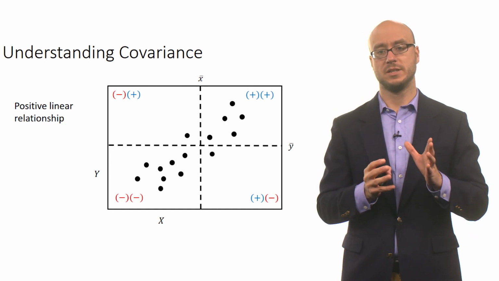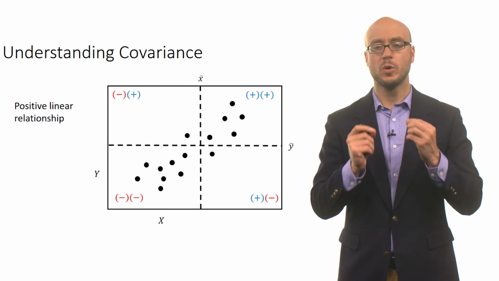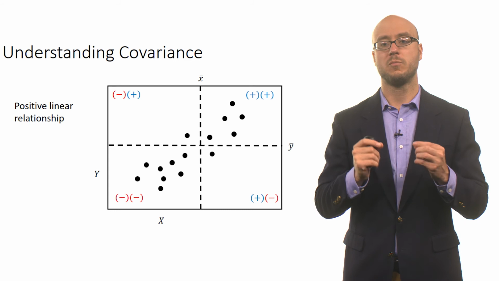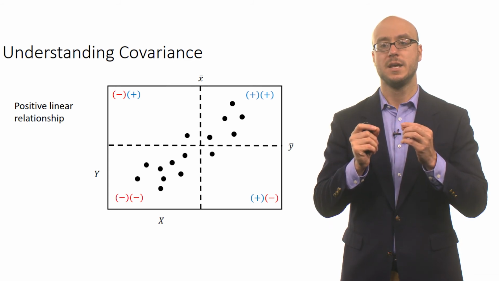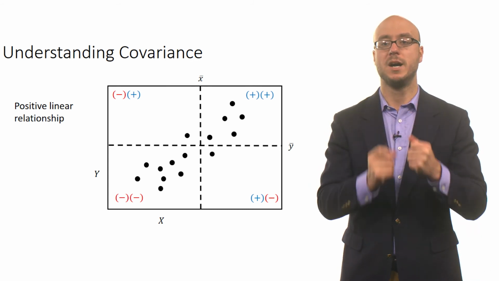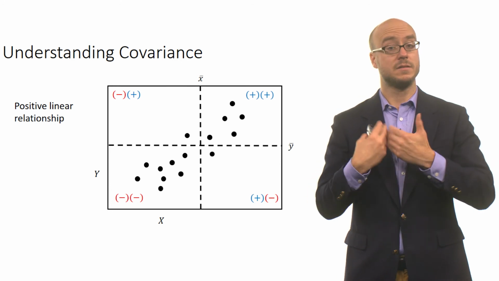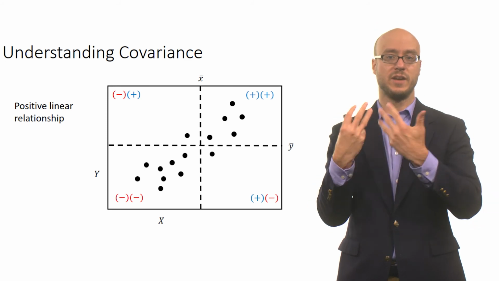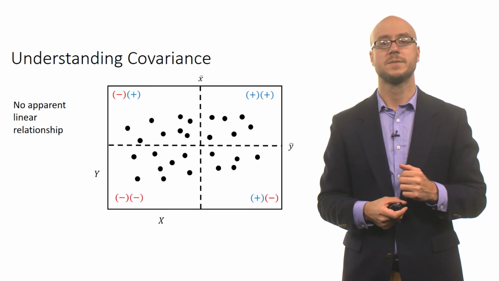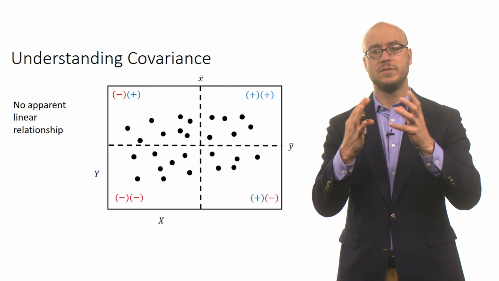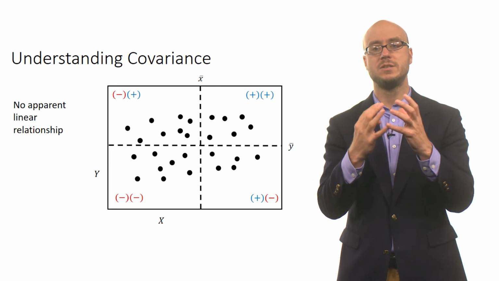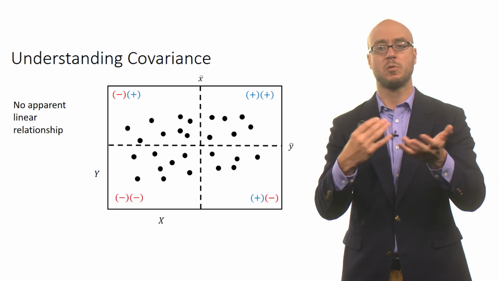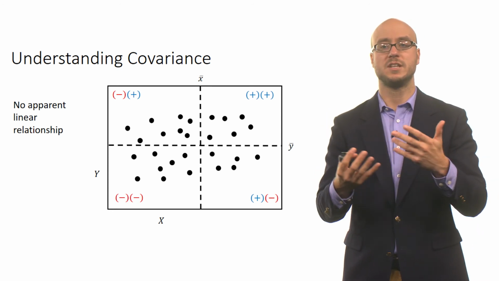When we have a positive linear relationship in a scatter plot, you're going to have more data points in regions 1 and 3, those regions in which you have positive cross products. That should make intuitive sense, because here you have a positive linear relationship, so you're going to have more positive cross products. When we have a cloud of data points with no apparent linear relationship, you're going to have data points in roughly equal proportions in all of these different regions.